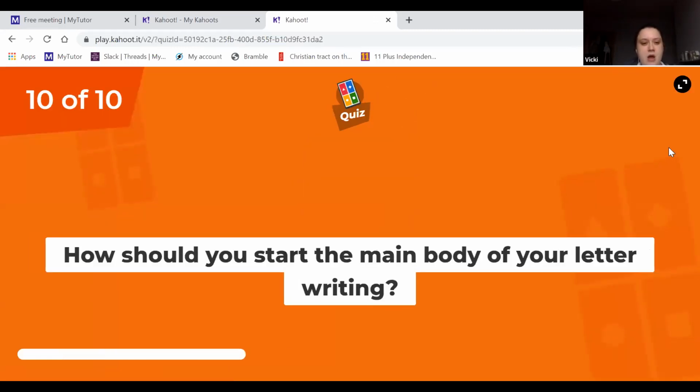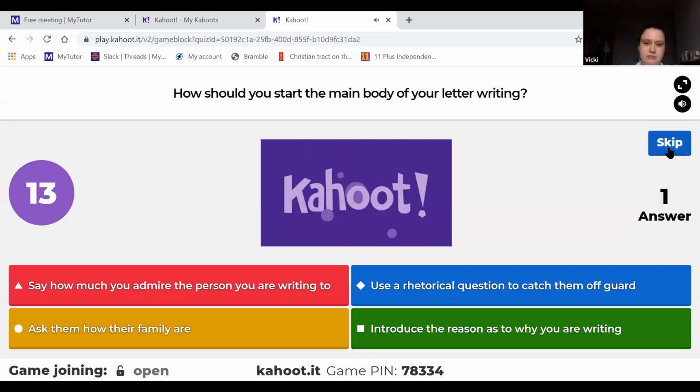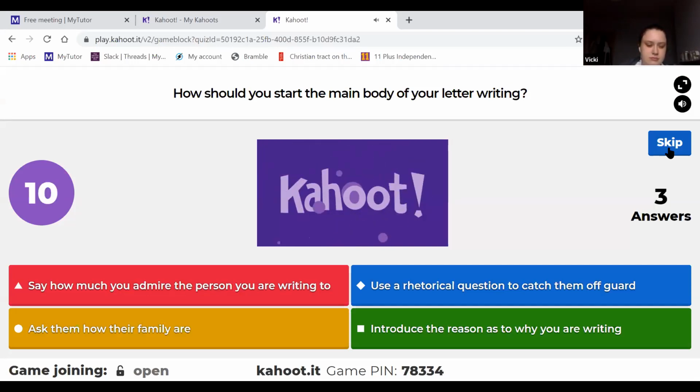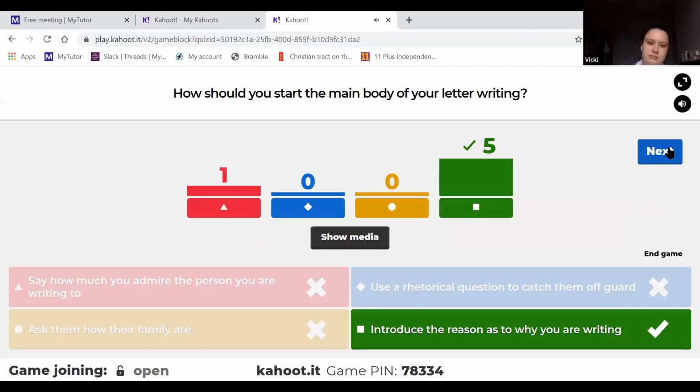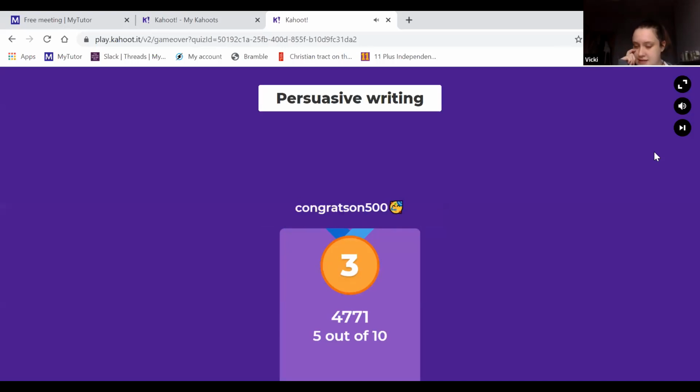With classical music, half the time you're not singing in English. Right, how should you start the main body of your letter writing? So this is our shoe-in for today. Yeah, cracking. So introducing the reason as to why you're writing. You might want to potentially, it depends what you're writing about, say how much you admire a person, which is essentially sort of buttering somebody up, I suppose. But for a formal letter that you're going to be writing for an exam, you need to be saying why you're writing and why it's important.